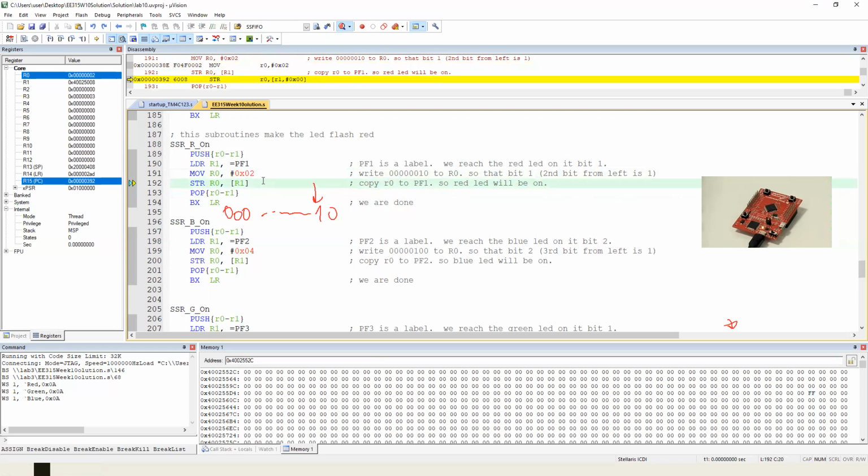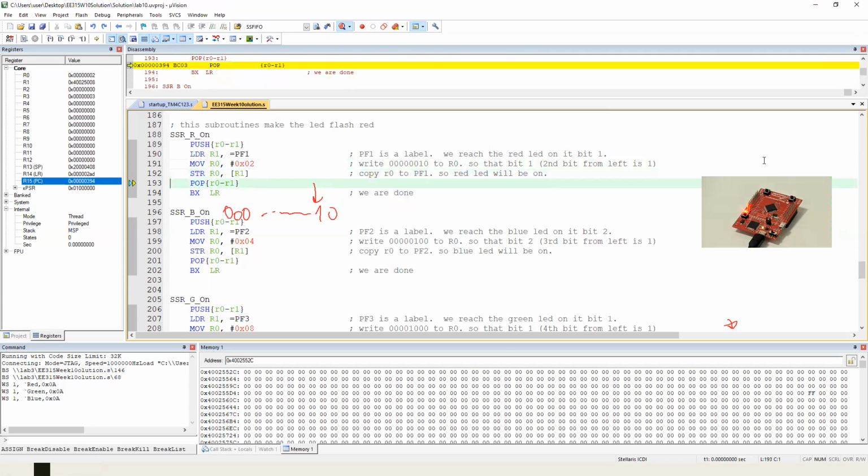Are you ready? STR R0, R1. Are you ready? I'm pressing F10. F10, and it's red. So that's how it happens, guys. Any questions?